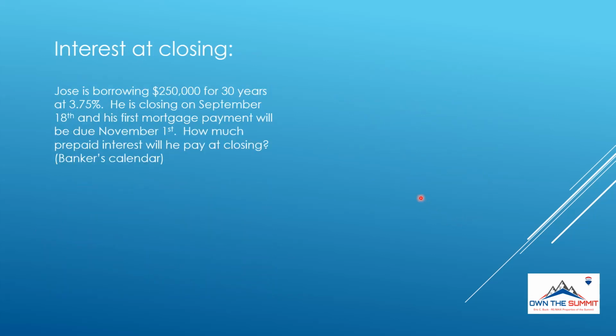Here's another one. Jose is borrowing $250,000 for 30 years at 3.75%. He's doing pretty well in today's market. He's closing on September 18th, and his first mortgage payment will be due November 1st. How much prepaid interest will he pay at closing? And we're going to use a banker's calendar year here.